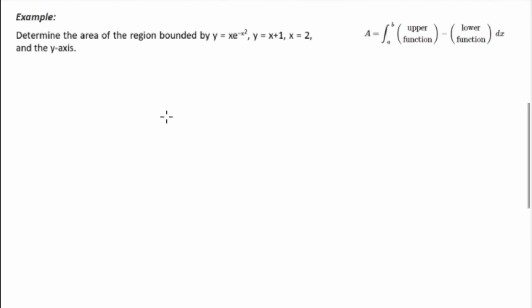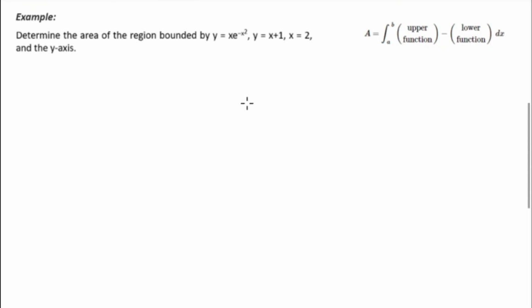Another example. Determine the area of the region bounded by y equals x e to the negative x squared, y equals x plus 1, x equals 2, and the y-axis. Area between curves, the formula is A equals the integral of the upper function minus the lower function dx from limit a to b.